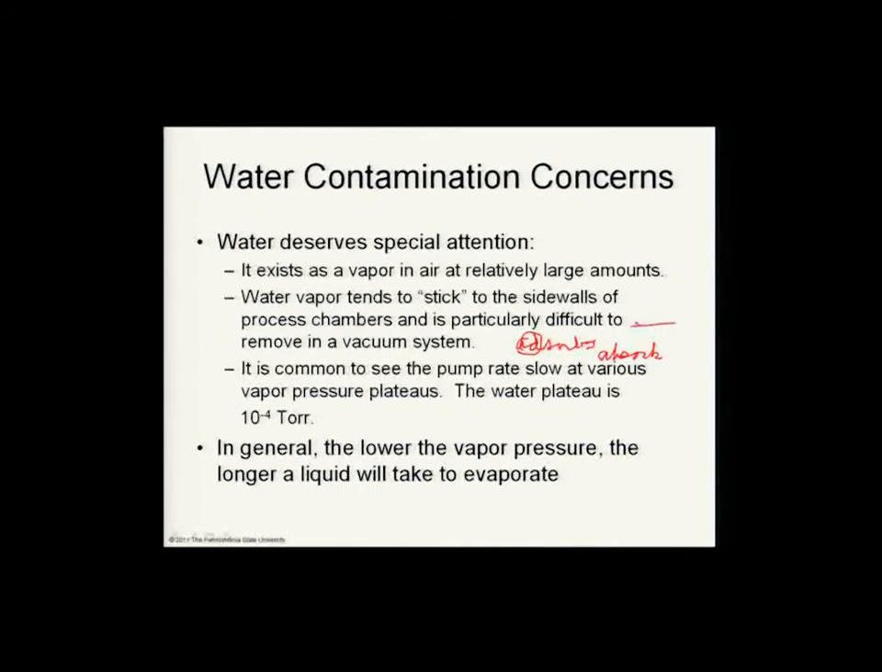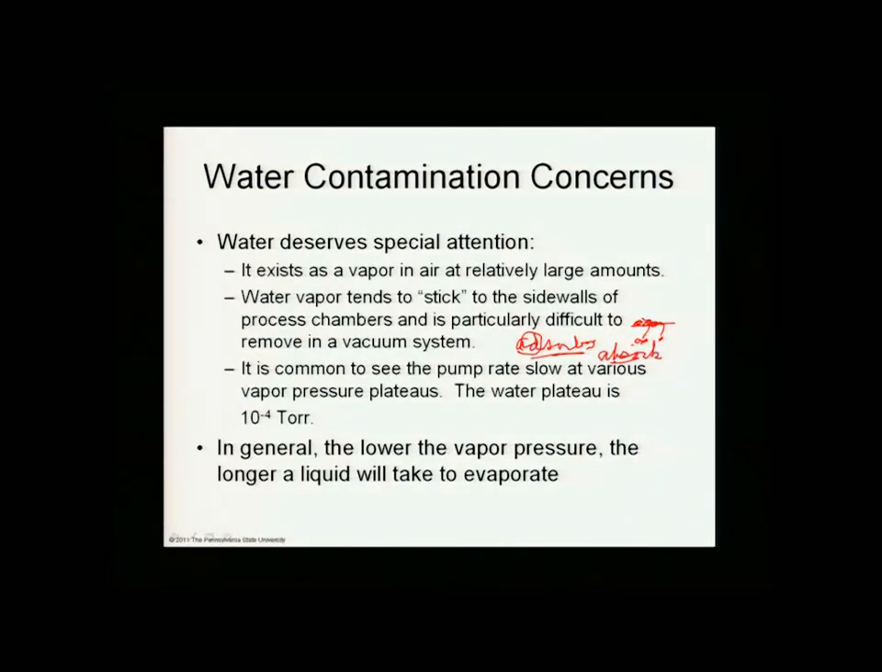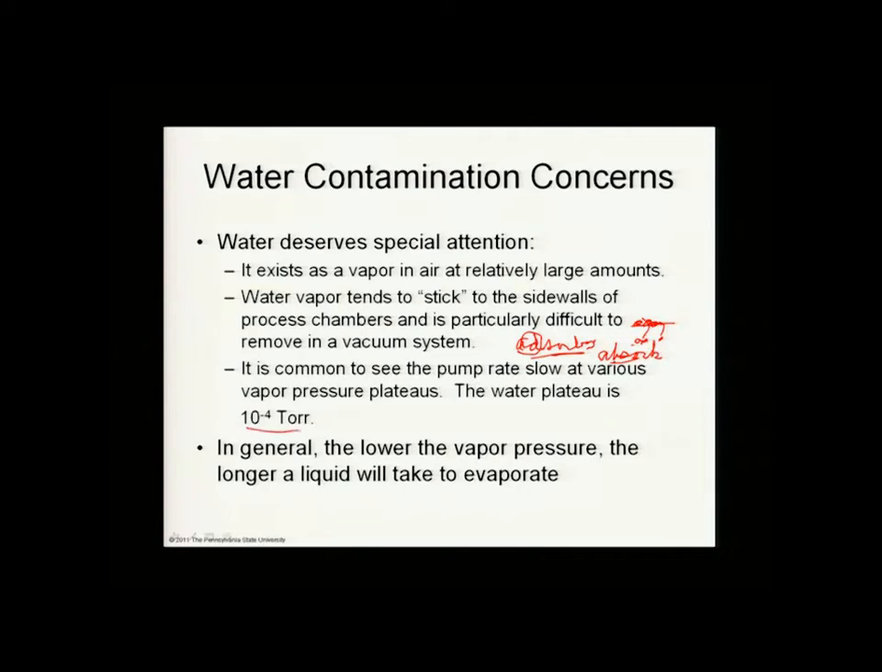Ad means it just sticks on the surface. Ab means it actually goes inside. So we distinguish between things that maybe just stick on the surface and other things that maybe actually diffuse inside and get inside whatever material this is. So water vapor can adsorb on the surface. It can even absorb in some materials. And it's common to see pump rates slow at various pressure plateaus. In other words, at 10 to the minus 4 torr, if you're trying to get below that, oftentimes it's tough because this is when water vapor is starting to come off the walls of the chamber, and you're having a hard time getting it all off.